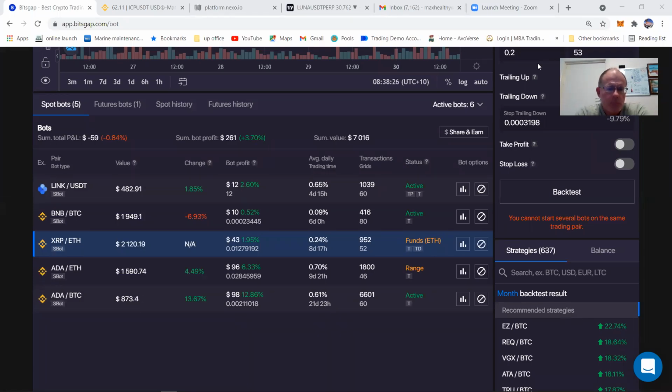Okay, good morning all. I just wanted to do a quick update on my Bitsgap crypto bots. In particular, I want to have a look at the Ripple Ethereum pair that I'm trading here. It says funds F. What that means is that at the present time, the market's gone down a fair bit, and all of the funds that I have allocated to this bot have been used to purchase Ripple. So there is no Ethereum left in this particular bot.